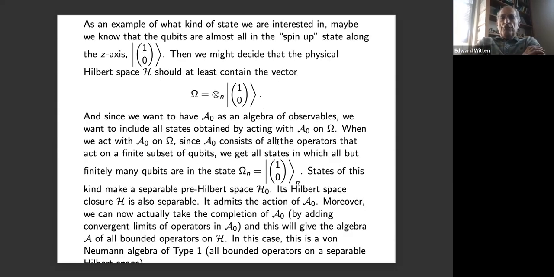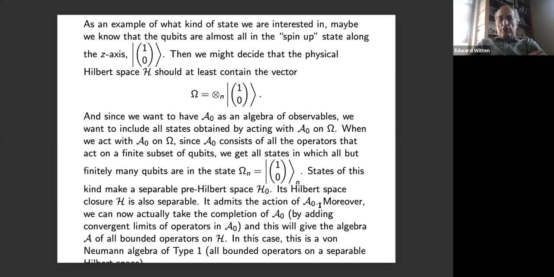So as an example of what you might be interested in, maybe you know that the qubits are almost all in the spin-up state along the z-axis. Then you might decide that the physical Hilbert space should at least contain the vector omega, where all spins are up. And since you want to have A0 as an algebra of observables, you then have to include all states obtained by acting with A0 on omega. Well, when you act with A0 on omega, since A0 contains all the operators that act on a finite set of qubits, you get all states in which all but finitely many qubits are in this state, spin up along Z. So states of this kind make a separable, that means countable dimension, pre-Hilbert space H0. You can take its Hilbert space completion H, which is also separable, and it admits the action of A0.